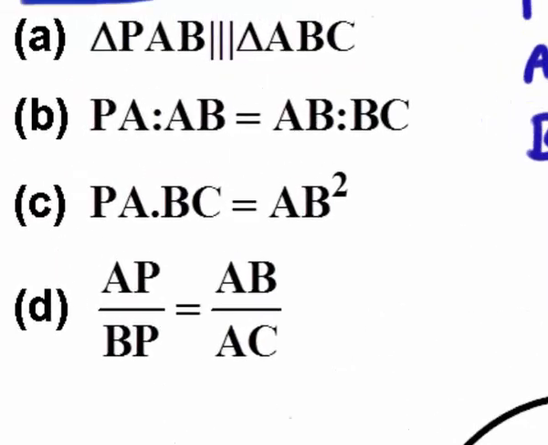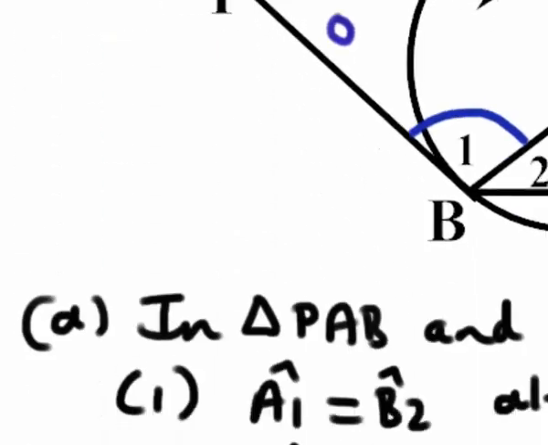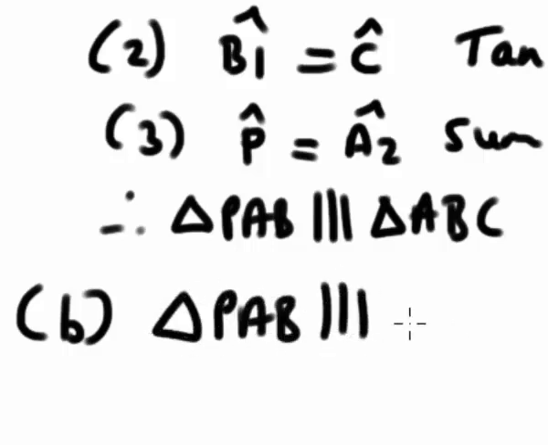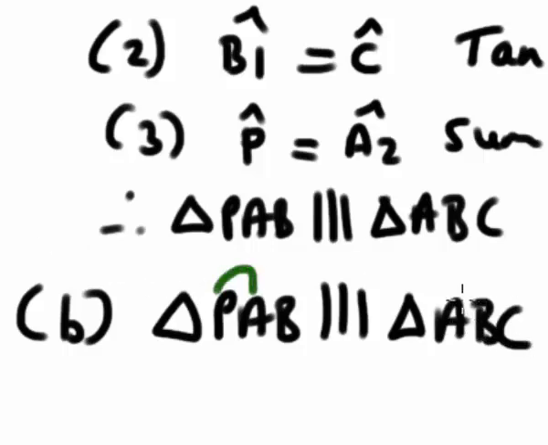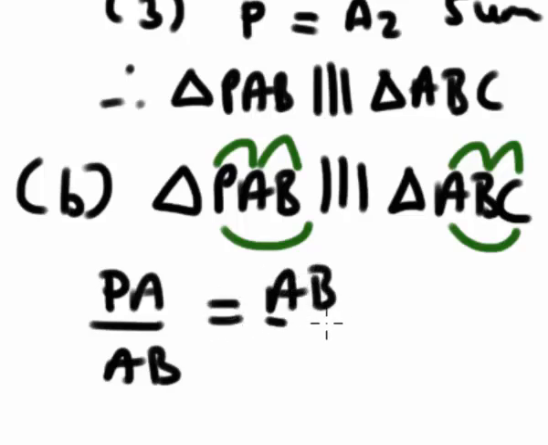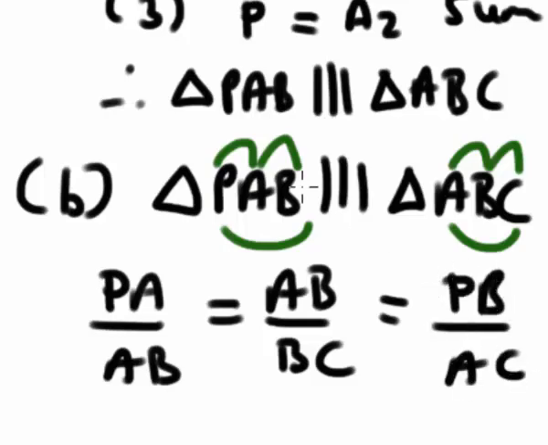Now the next thing involves a whole lot of ratios. Okay, so let's do the frog face first before we do anything else. So number B, how does the frog face work? We've got triangle PAB is similar to triangle ABC. So let's apply a frog face. We've got PA over AB, AB over BC, PB to AC. So we can say PA divided by AB is equal to AB divided by BC is equal to PB divided by AC, using the frog face there.